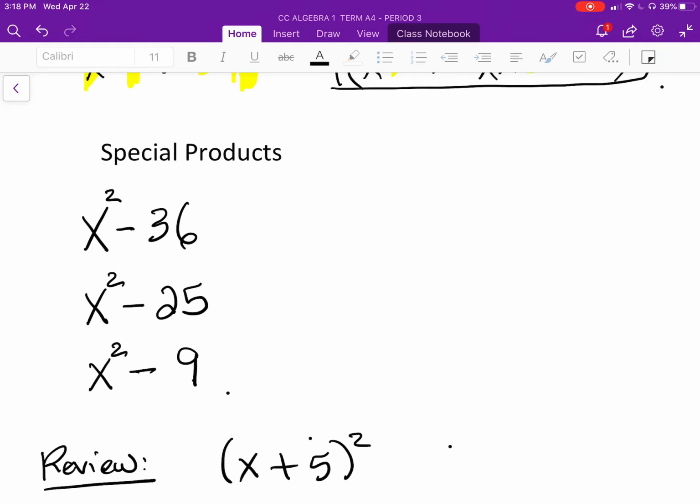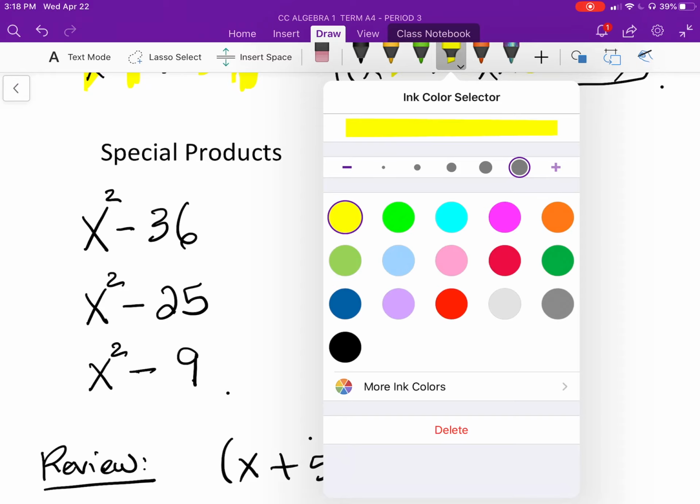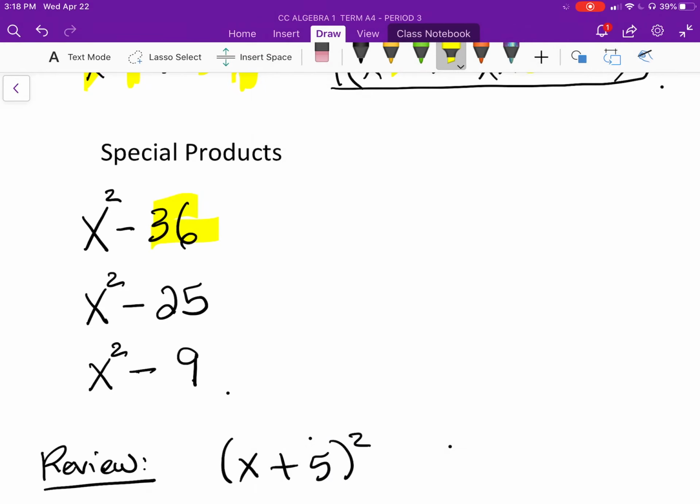And if we look at these numbers at the end, you'll notice that 36, 25, and 9 are all what we call perfect squares. 36 we can get by multiplying 6 times 6. 25 is 5 times 5. And 9 is 3 times 3. So when we see this, it gives us a clue that we may be looking at a special product.